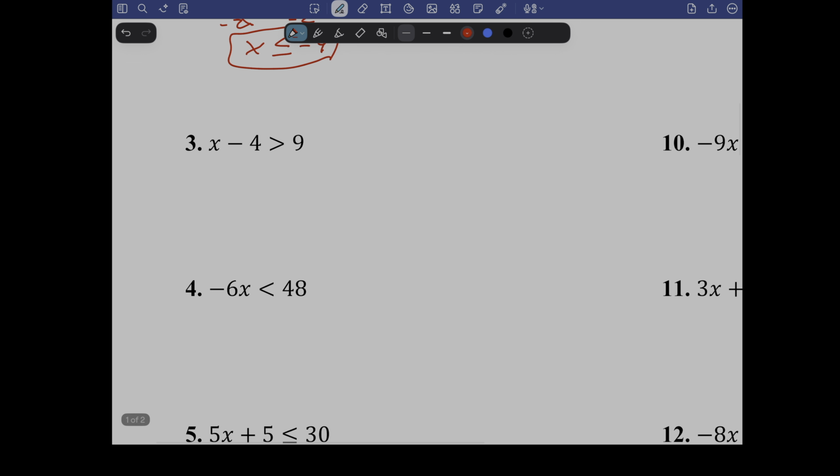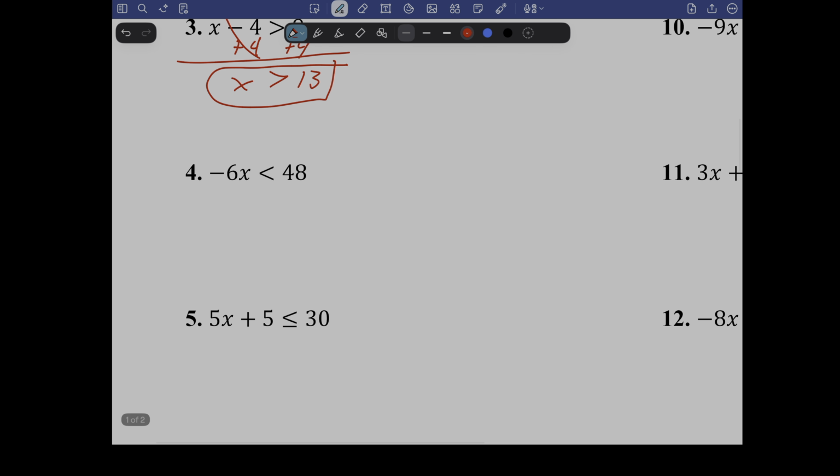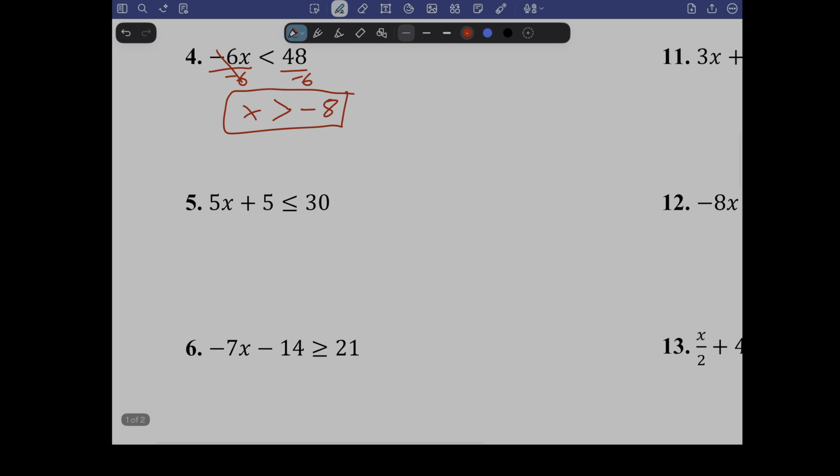Number three, oh, I see a negative number. Do I flip? No, because remember, you can add and subtract all you want. As long as you're adding and subtracting, you don't have to change a thing. Look at number four. I'm dividing by a negative number. Well, guess what? That's when you flip it, because you are dividing by a negative number. 6 times 8 is 48. Let's go on.